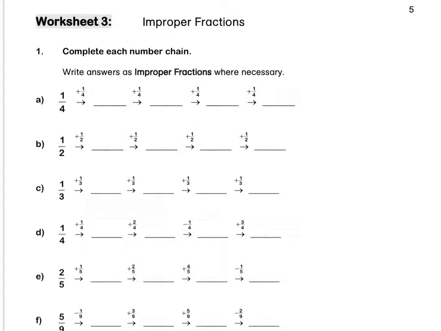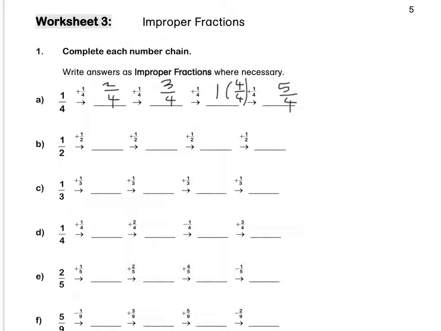Worksheet 3. Question 1. Complete each number chain. Write answers as improper fractions where necessary. For 1a, 1/4 plus another quarter is 2/4 or a half, plus another quarter is 3/4, plus another quarter is 1 whole or 4 quarters, plus another quarter as an improper fraction is 5 quarters.